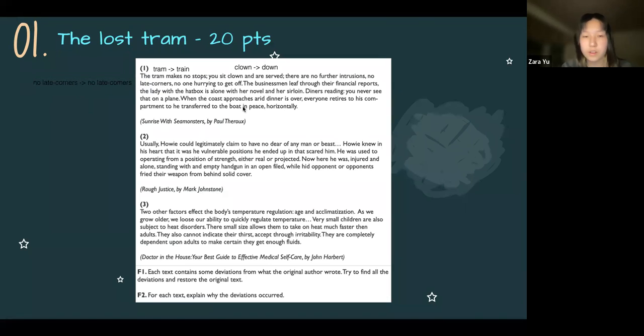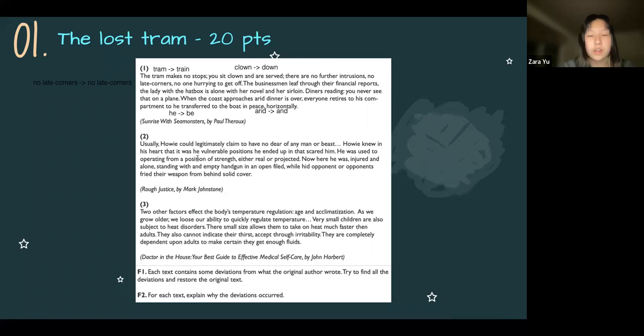And then another one is when the coast approaches and dinner is over. So there it is. And then the last one is "he" is actually "B". So everyone retires to his compartment to be transferred to the boat in peace, like that. So that's the first one. It's not too bad. You just have to read through this and figure out where each error is.